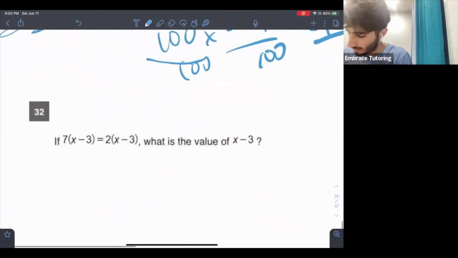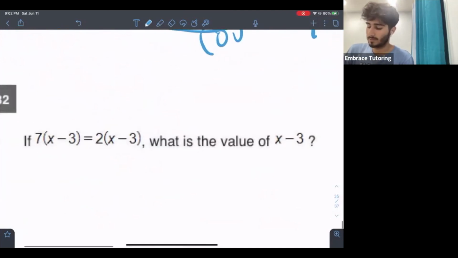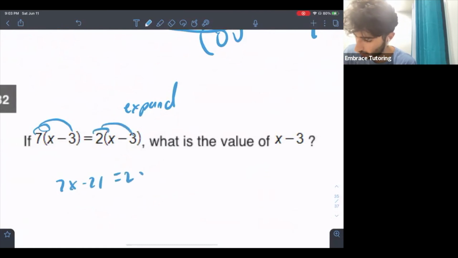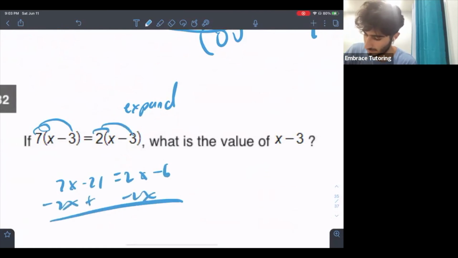32. Now you have f(x) minus 3 is equal to 2(x minus 3), what is the value of x minus 3? So what you could do here is expand and solve the normal way. You distribute the 7, you get 7x minus 21 is equal to, distribute the 2, 2x minus 6. Subtract the 2x on both sides, and then add the 21s. You get 5x is equal to 15.